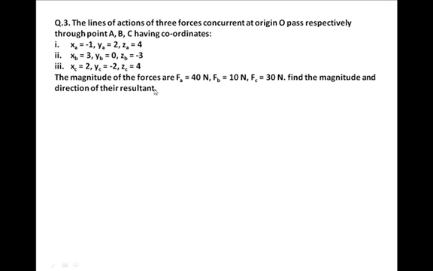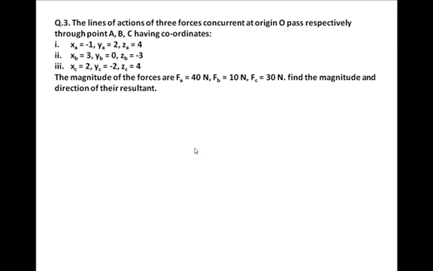So let's go to the third problem, which says the lines of action of three forces concurrent at the origin pass respectively through points A, B, C, whose coordinates are given here. The x, y, z of each of these points are given. The magnitudes of the forces are 40, 10 and 30, and we want to find the magnitude and direction of the resultant. The entire data required is given.